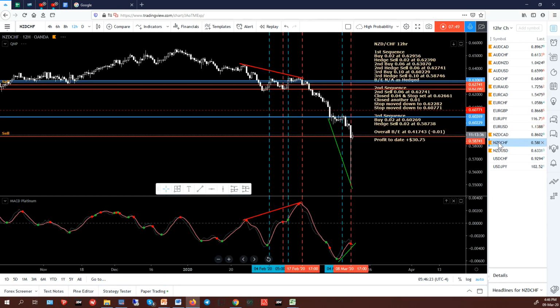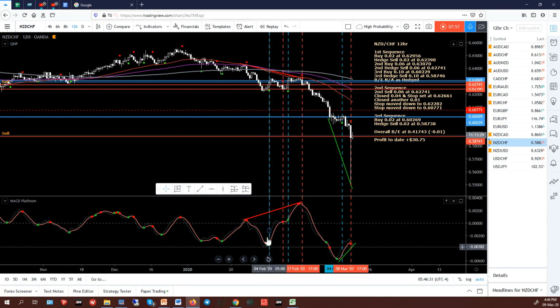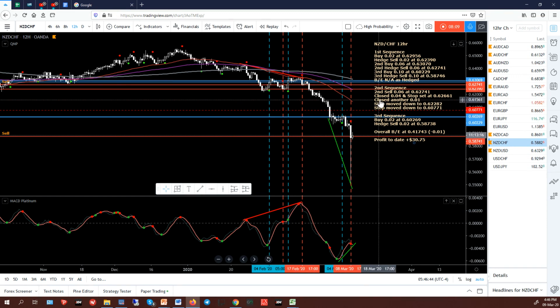New Zealand Swiss, this one's a little bit messy, a little confusing. You might have to pause the video and read it. As you can see, I'm in three sequences of trades. So the first one started here on this buy, and as price has gone up, as the MACD Platinum's gone above the zero level, I've started a second sequence. Now that second sequence, I've already closed most of the trades on that, so I've got just a standalone sell with a stop in place there.